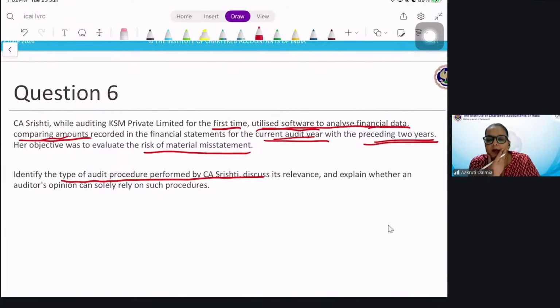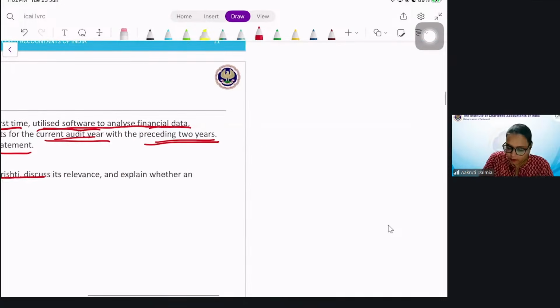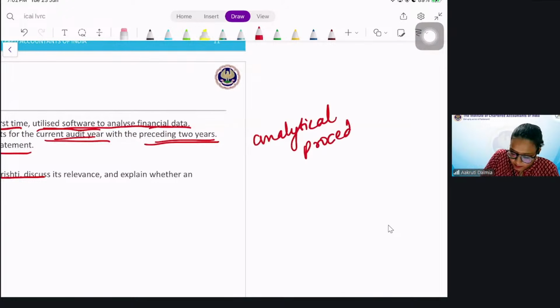No, wrong answer, Mehak. Very good, Sumedh. Garv is also correct. The procedure being performed is analytical procedure. And under analytical procedures, you are doing trend analysis.